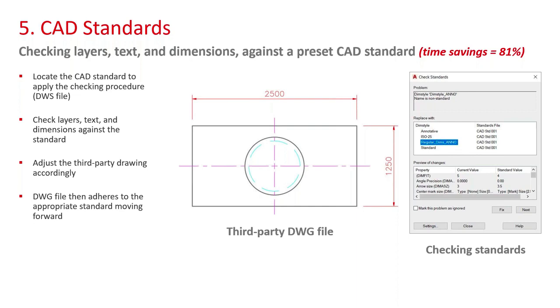So what you do is you locate the CAD standard, the DWS file, and you then link it to the DWG file that you're working with. You check and adjust any perhaps third-party drawings, and the DWG file is then adhering to the appropriate standard moving forward. I used this one hell of a lot when I was working with third-party drawings coming into my company, and I needed to make sure that all the drawings adhered to my standards so that everything worked with the project and worked accordingly.